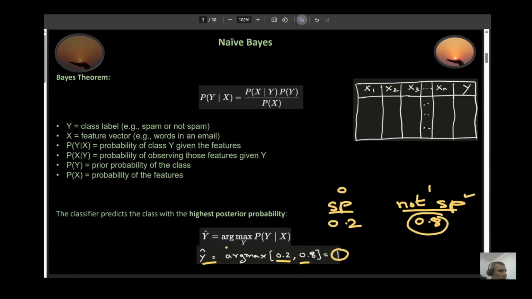By the way, this argmax basically is going to get you the argument or the index of the element that has the maximum value. So the index of this is 0 and the index of this is 1. So it's going to return 1, and this is how you get 1.